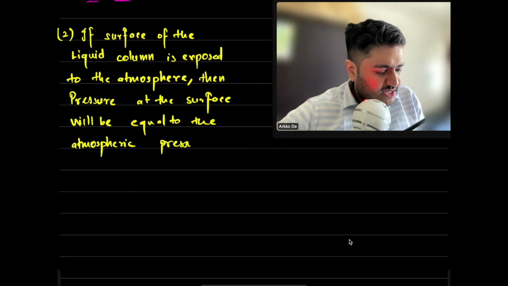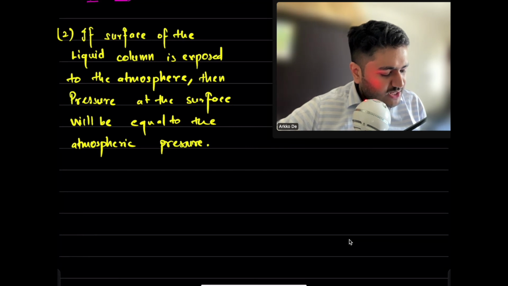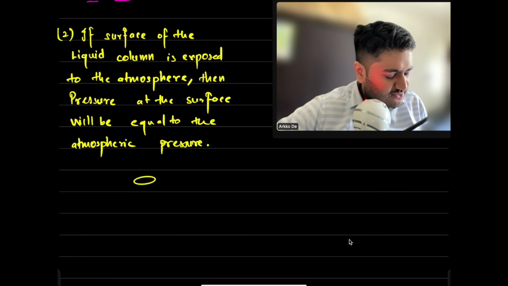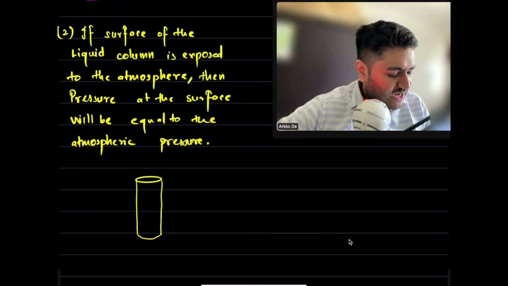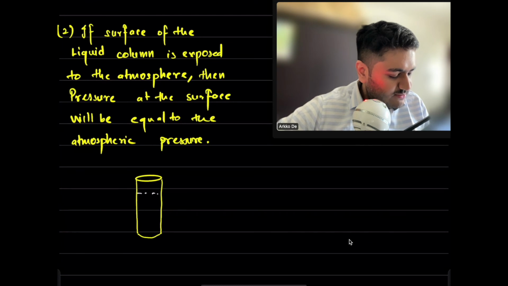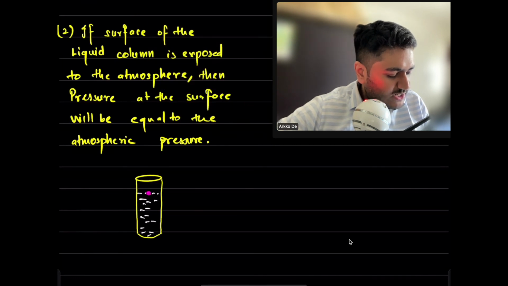Now let's take a small little example. I'm going to take 3 different test tubes. My drawing really isn't that great, so pardon me for this, but I hope you're able to understand what I'm trying to say in this. Let's say I have filled this particular test tube with some liquid, and I wish to calculate the pressure at point A.